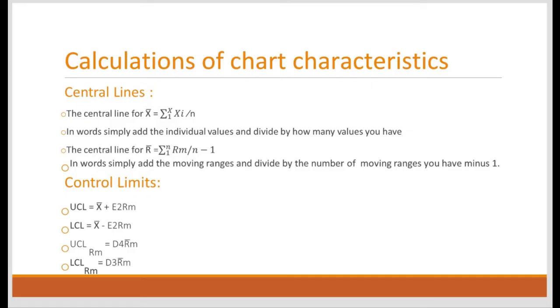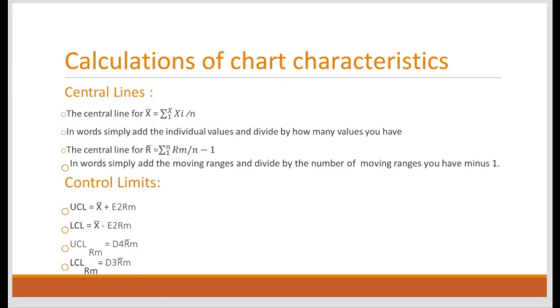So the next is the calculations of chart characteristics. First of all we have to find center lines and then we will find control limits. The center line for the average or X bar chart is equal to summation i equals 1 to n of xi divided by n. In simple words we can say that add the individual values and divide by how many values you have. The center line for the range or R bar chart is equal to summation i equals 1 to n of Rm divided by n minus 1. In simple words, we can say that add the moving ranges and divide by the number of moving ranges you have minus 1.